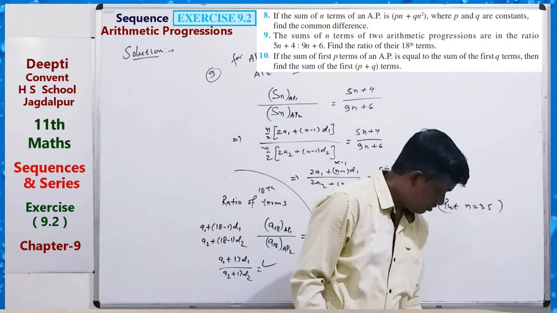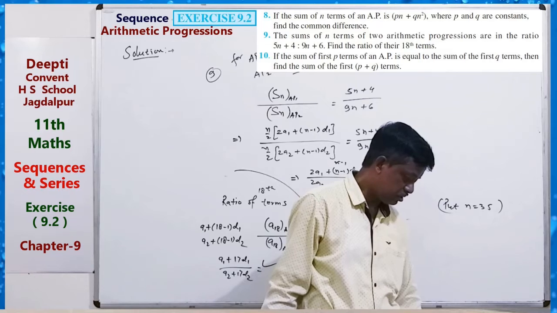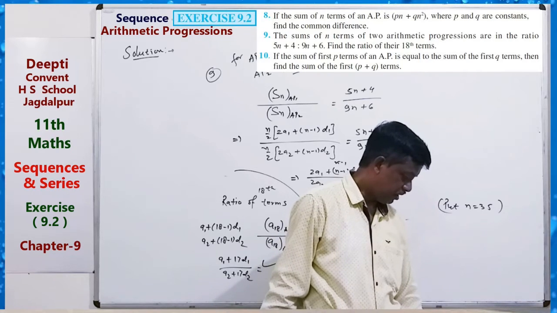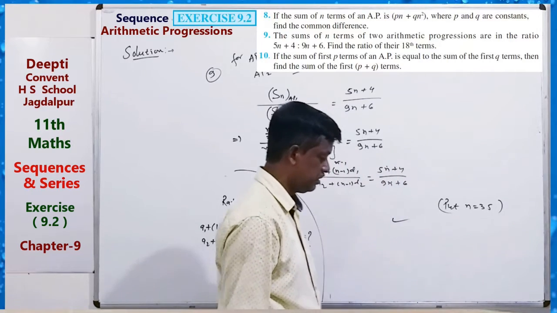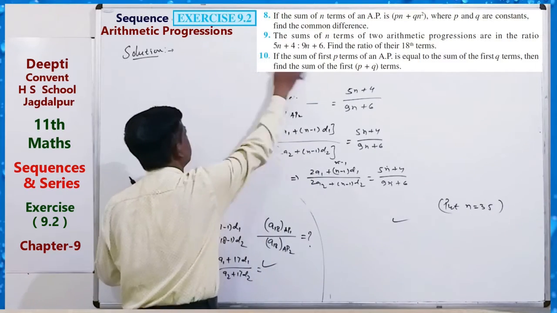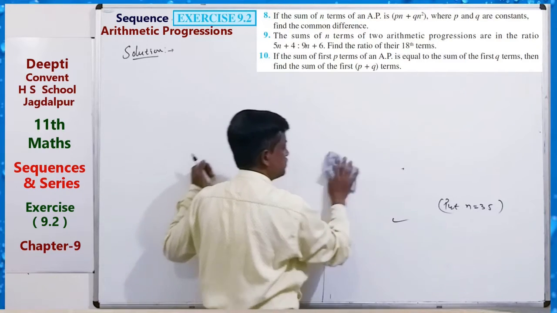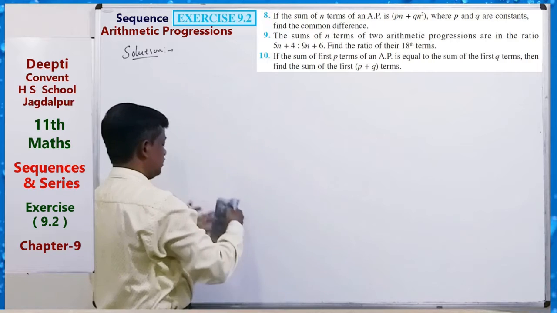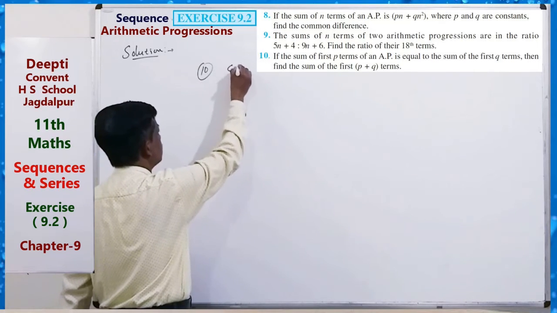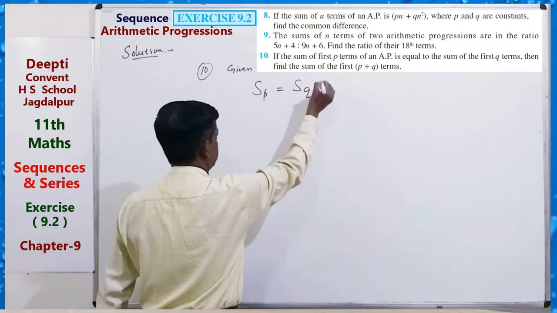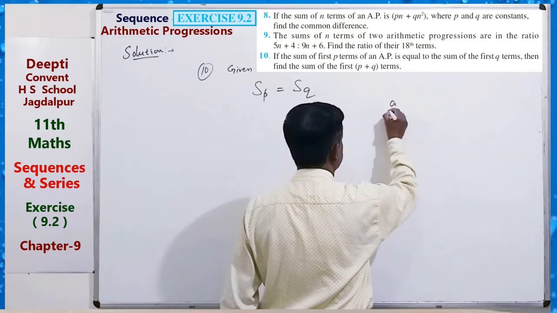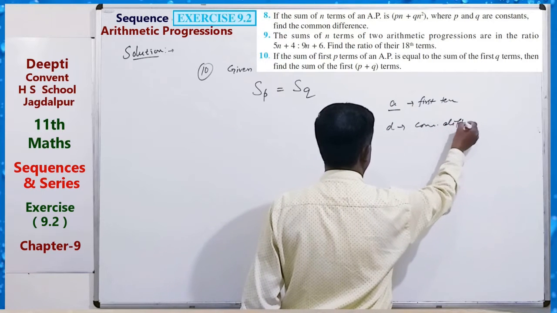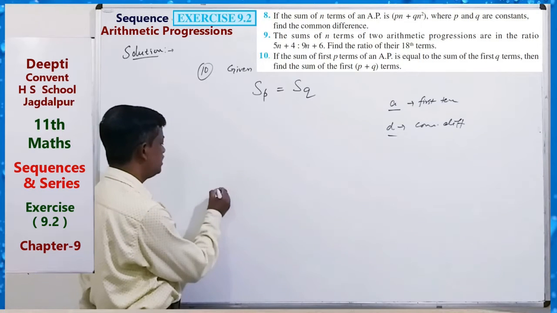This is question 9. Now question 10. If the sum of the first P terms of an AP is equal to the sum of the first Q terms, that is SP equals SQ, then find the sum of the first P plus Q terms. Here also you can solve this because SP equals SQ is given. Suppose A is the first term and D the common difference.